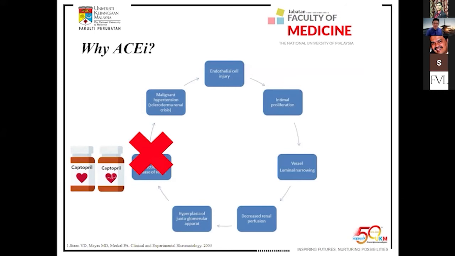And I just need to make a disclosure here. I don't have any benefits from showing captopril here. It's just a very nice diagram. So I do not earn any single cent from showing captopril here. But you can use any form of ACE inhibitor as long as it belongs to the ACE inhibitors.